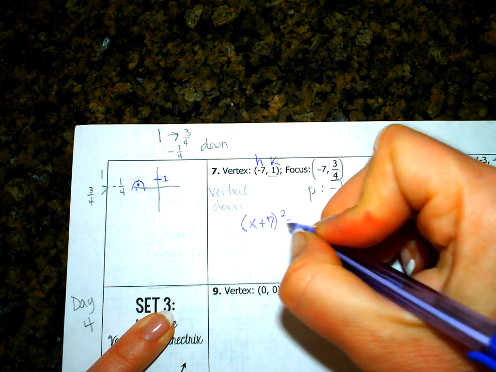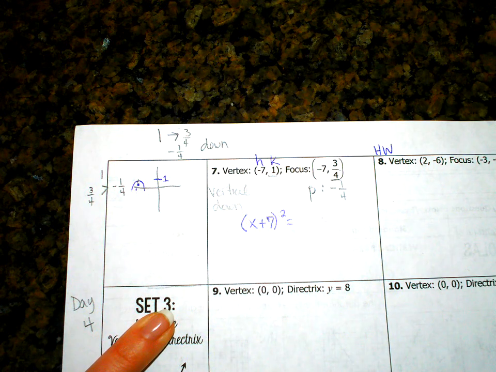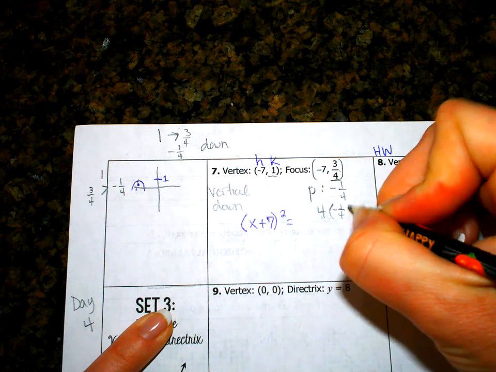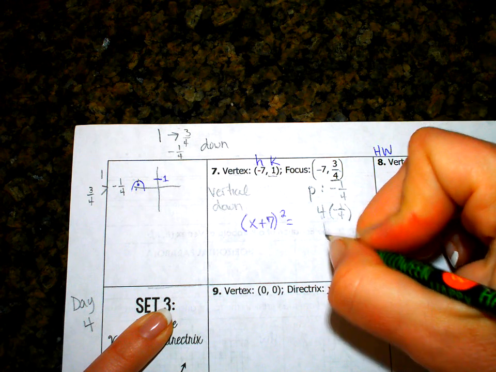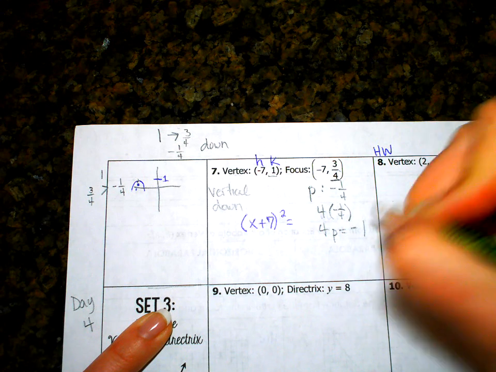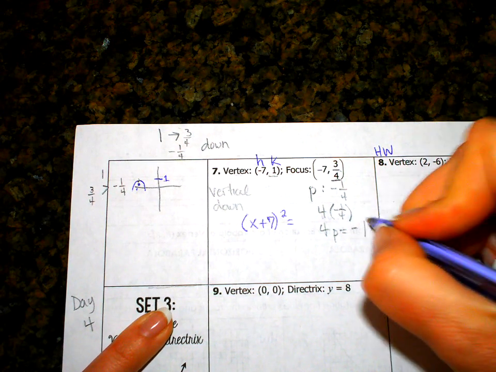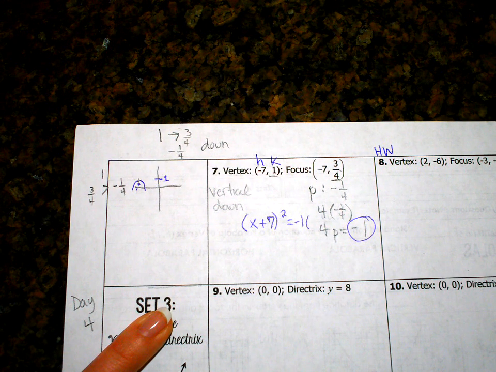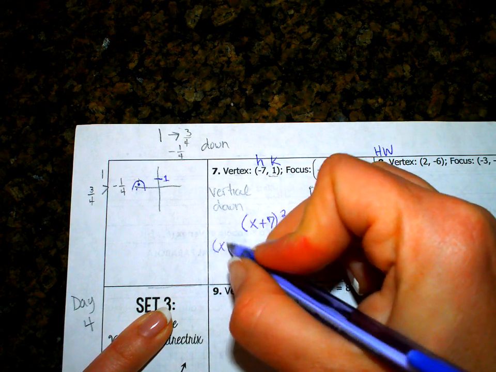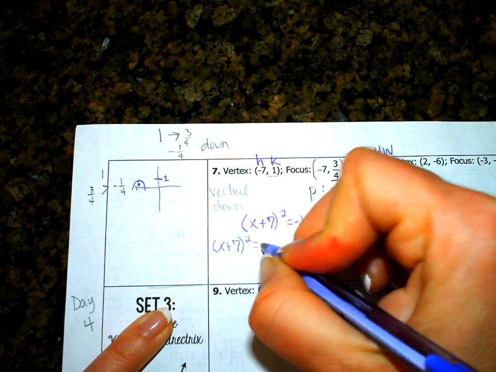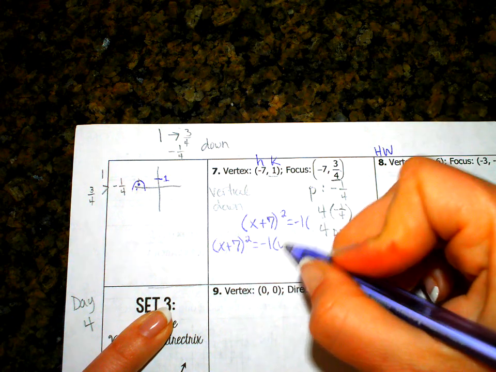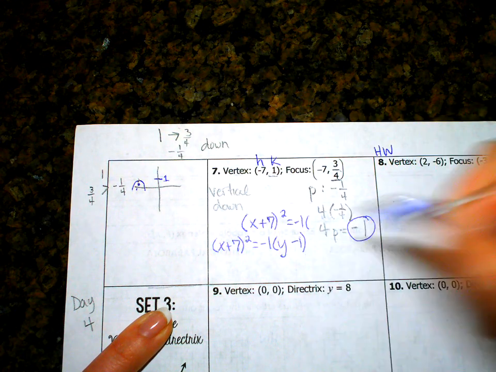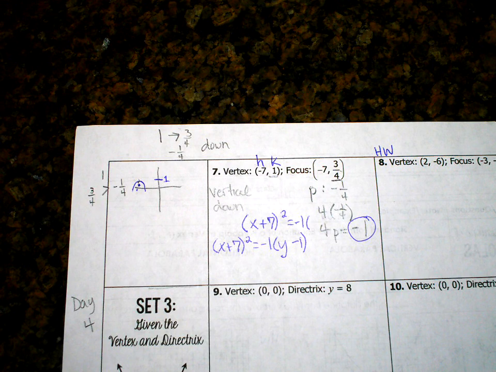Squared equals, if P is negative 1/4, what's 4P? 4 times P. So 4P equals negative 1, right? That's going to be the number that goes in front, and I'm running out of space. Negative 1. Let me write it again. Sorry. X plus 7 squared equals negative 1 times y minus 1. And you leave it just like that. You are done.